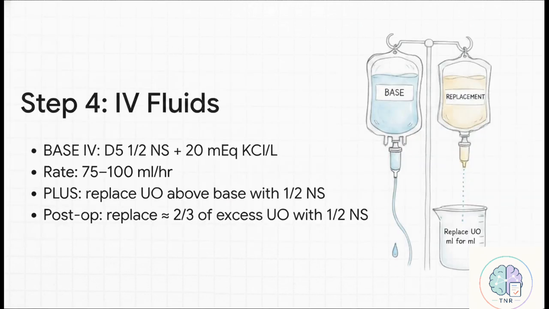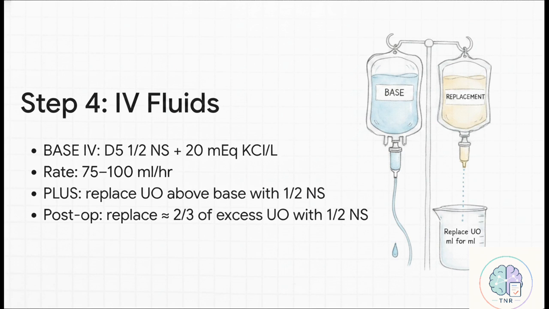So based on all that hourly data, we execute step 4, IV fluid management. Your base IV is going to be D5 half-normal saline plus 20 milliequivalents of potassium chloride per liter. You run that at an appropriate rate, usually around 75 to 100 milliliters per hour.